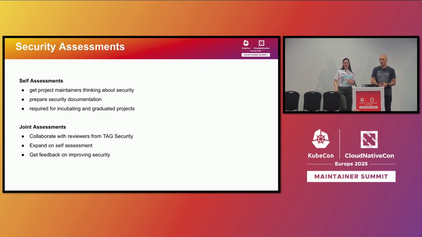And then there's the opportunity for projects to do joint assessments. This is when not just the maintainers of the project, but also folks within tag security meet with those maintainers and talk about that self-assessment, talk about other questions they have about the security posture of the project, and work together to answer those questions, see if there are areas for the project to work on, and get that feedback in a collaborative way.